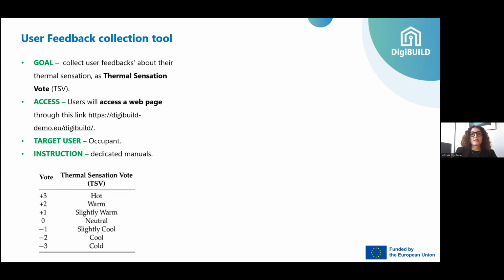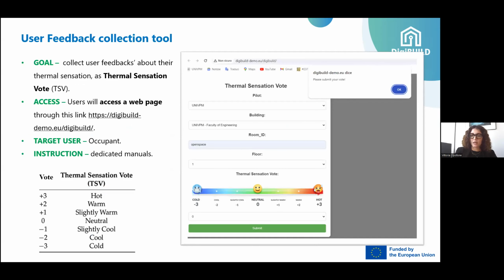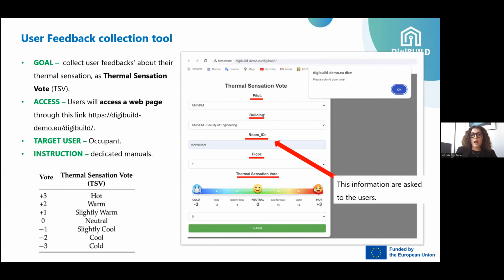The first visualization tool is this web page, a user feedback collection tool. Here the target user is the occupant of the building, so for instance, in an office building, it is the worker. The aim at this point is to collect the information that you can see here. Among all this information, the feedback that we require from the user is the thermal sensation vote that you can see in the table on the left of this slide, which is a number that goes from +3 to -3, passing through 0, representing the thermal sensation of the person.